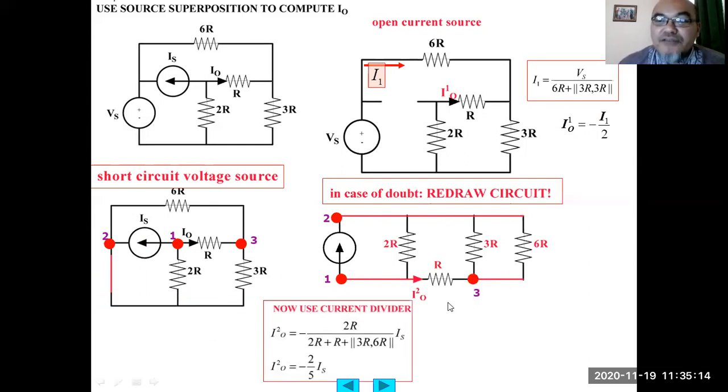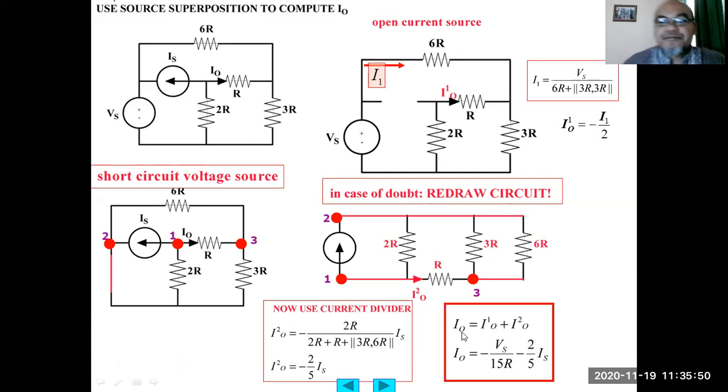Okay, so from here we can then use the current divider formula. The IO2, the contribution to IO due to the independent current source, equals IS multiplied by 2R, divided by 2R plus R plus the parallel resistance of 3R and 6R, times IS. So we obtain IO2 equals -2 divided by 5 times IS.